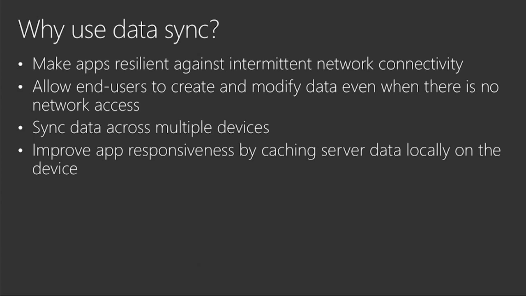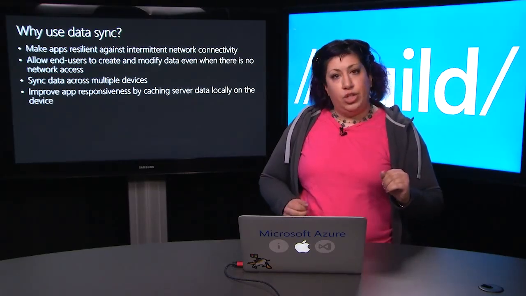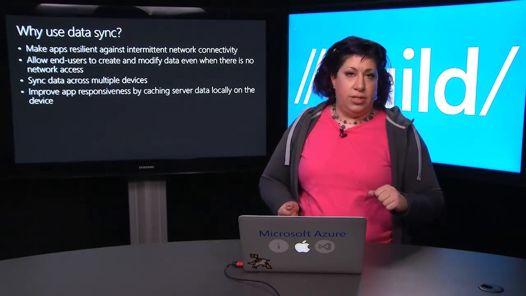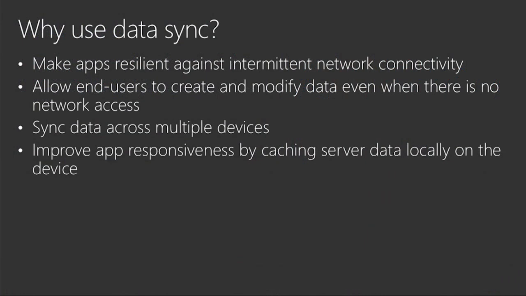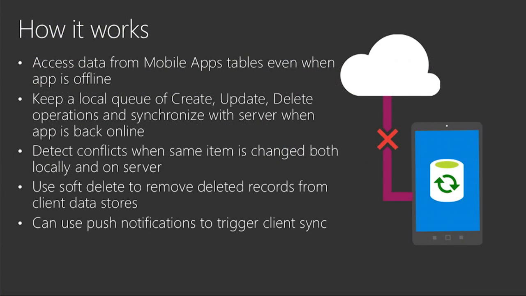So the reasons for doing offline sync are basically what I said. It could be just as simple as making your app responsive, or it could be the most interesting case where you have multiple users editing the same data, but you want to make sure that they don't stomp over each other's changes. So we also include conflict handling. The way it works is that the client SDK, the offline sync feature of it, keeps track of all the changes that are being made when the app is offline, and it saves these to a queue.